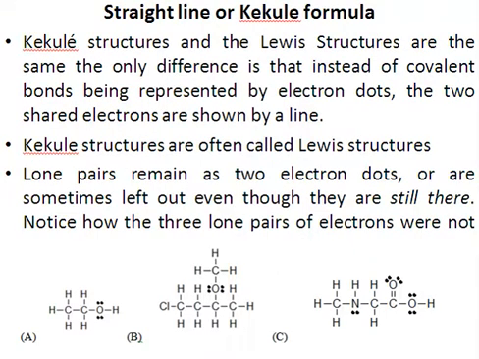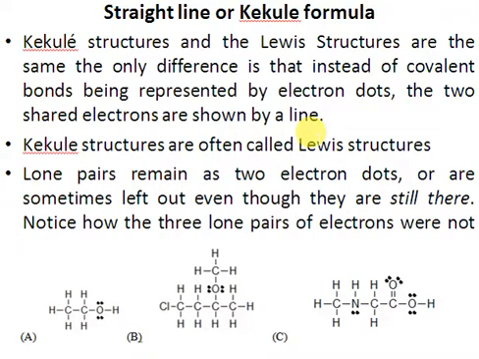Now we have straight line formula or Kekulé formula. So Kekulé formula and Lewis formula are almost the same. The only thing is that the covalent bonds are represented by dots in Lewis formula, but they are shown by lines in a Kekulé formula, right? So Kekulé formulas are also known as Lewis structures. So there is a very slight difference. Normally both are considered as the same.